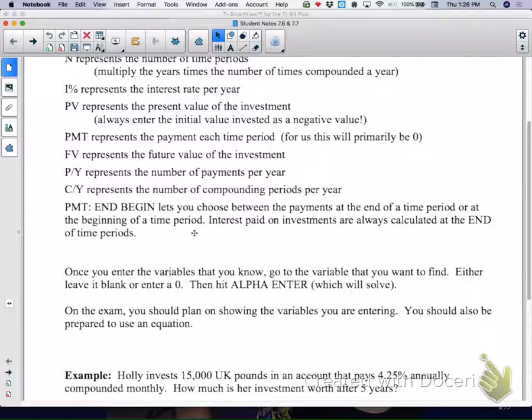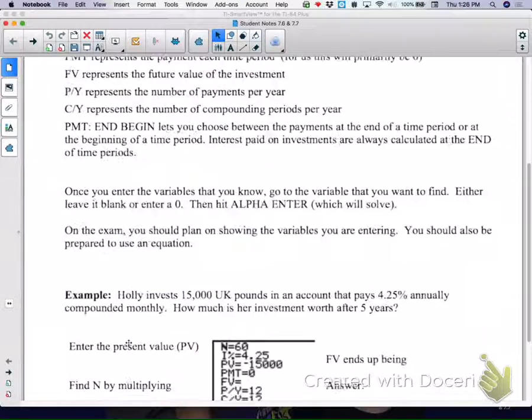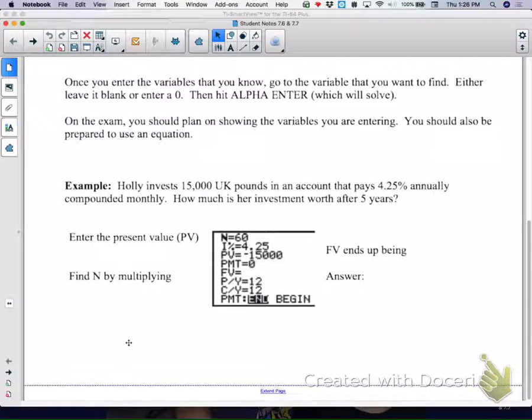And then that number will change from being blank or from being 0 to whatever it is you were trying to solve for. Okay. So, Holly invests 15,000 UK pounds in an account that pays 4.25% annually, compounded monthly. How much is her investment worth in 5 years?